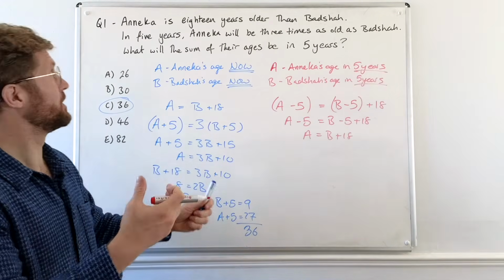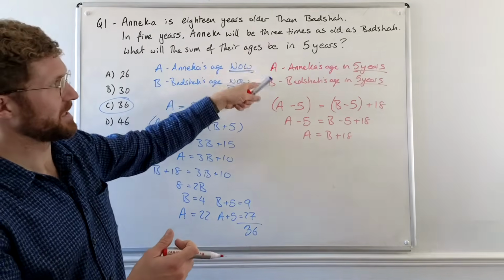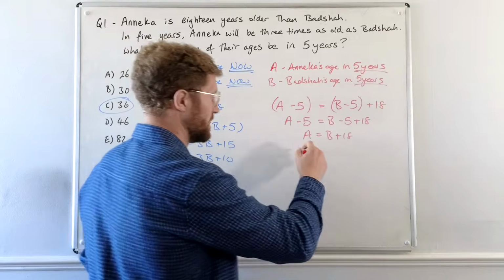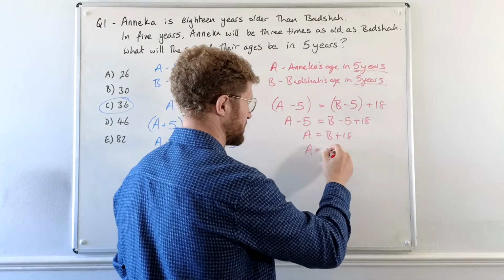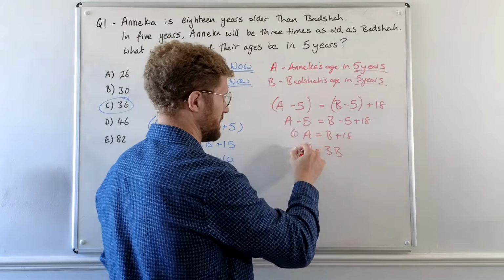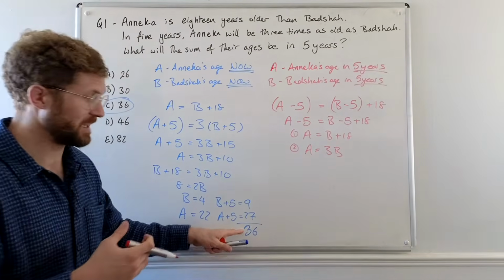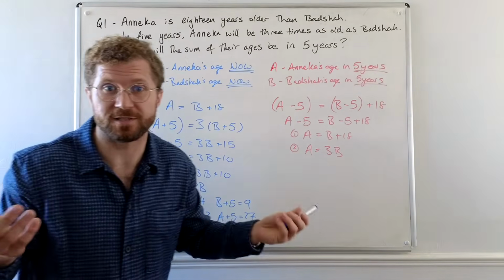Now, second part of this, in 5 years, well, that's A and B. We've already got those set up. Annika will be 3 times as old as Badger. And so I can just say A is equal to 3B. And I've got 2 equations, and then I can go and solve them. We're going to get down to the same answer because this is the same question.